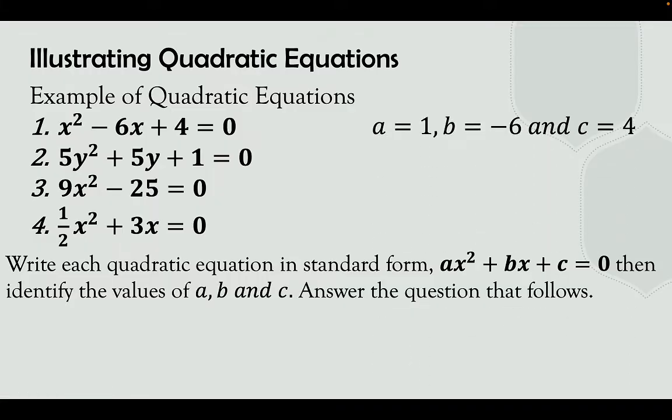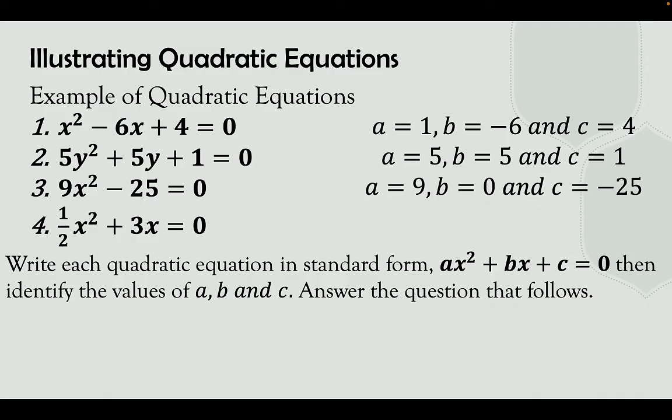Next, we have 5y squared plus 5y plus 1. That means our a is 5, our b is 5, and our c is positive 1. Next, we have 9x squared minus 25. So a is 9. Since we don't have a linear term here, we write the value of b as 0, and the constant term is negative 25. Next, we have 1 half x squared plus 3x equals 0. Our a is 1 half, our b is 3, and our c is 0.